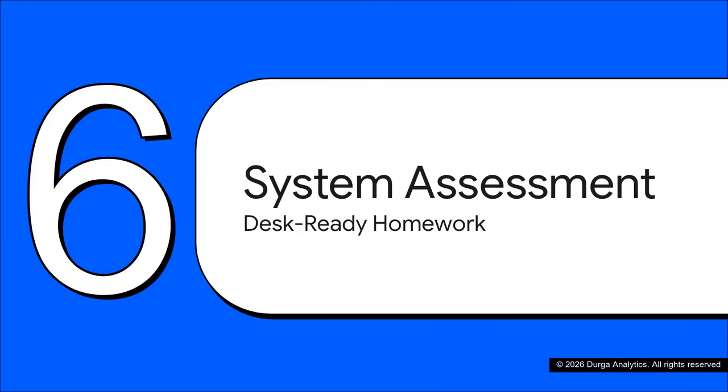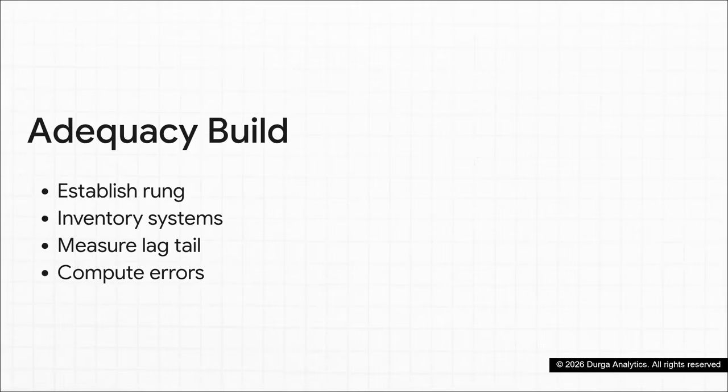Section 6. Build your system assessment, desk-ready homework. All right, it's time to turn this consulting audit over to you so you can execute it on your own desk tomorrow morning. Here is your applied adequacy build. First, assess your system's obligation rung against the framework we covered back in Chapter 2. Second, do that spreadsheet inventory. Third, measure your capture lag as a distribution, and I want you to focus specifically on the tail end during your most volatile days, because that is exactly when a blind spot will wipe out your P&L. Finally, compute your exact revaluation bleed in actual dollars and cents.